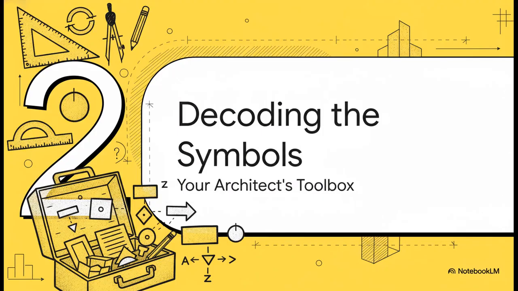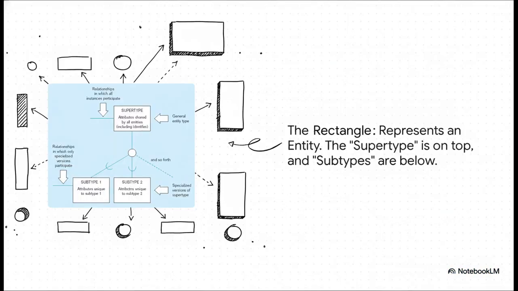Every great architect knows their tools inside and out. For us, those tools are the symbols we use to draw the blueprint. You've got to know what they mean. It's non-negotiable. So, let's open up the toolbox. First up, the most fundamental building block, the rectangle. This is just an entity. But in an ERD, we've got a clear hierarchy. The rectangle on top, that's our supertype, the parent entity. And the ones down below, those are the subtypes, the children.